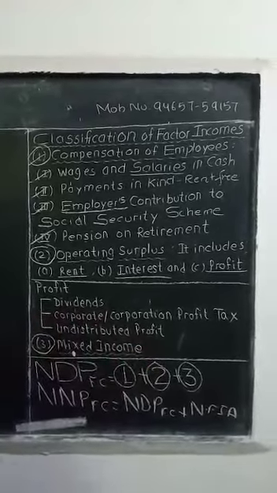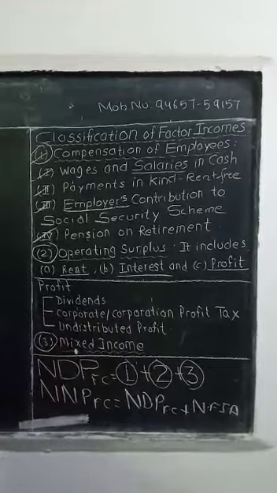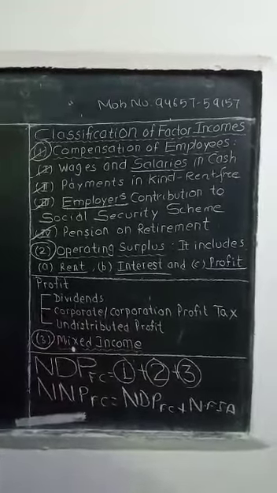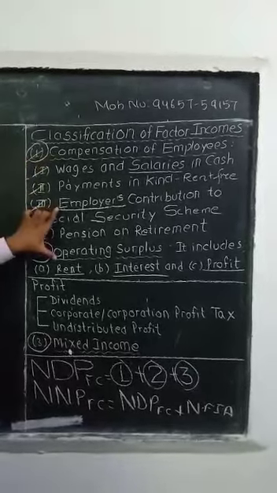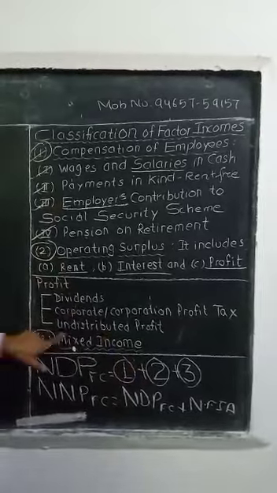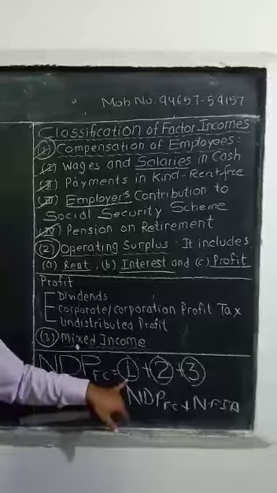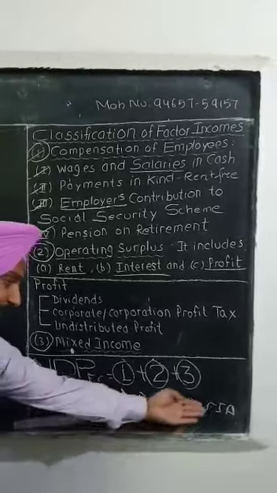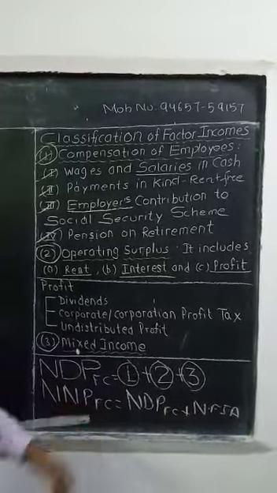We have covered this in a deeper manner. Then mixed income: any sort of income generated by land, labor, capital and entrepreneurship comes under mixed income. So by using first all these 4 points, then operating surplus second, then mixed income third, you will be able to calculate NDP at FC. Then after adding net factor income from abroad, you will reach net national product at factor cost.